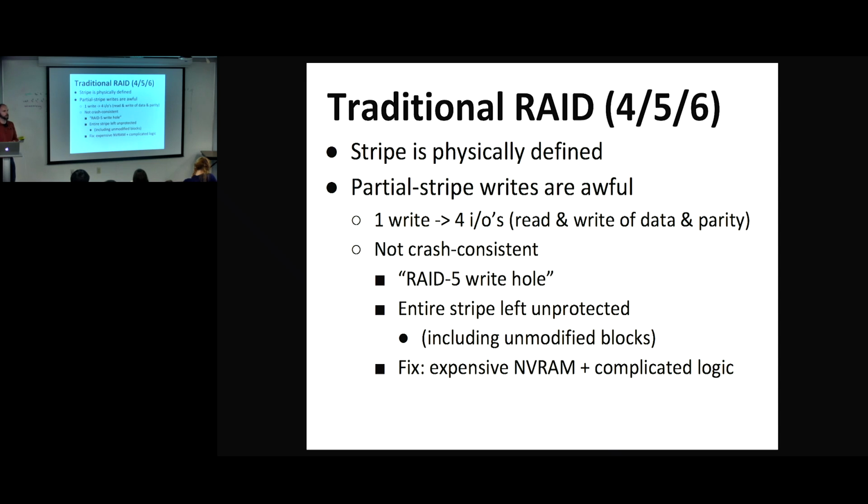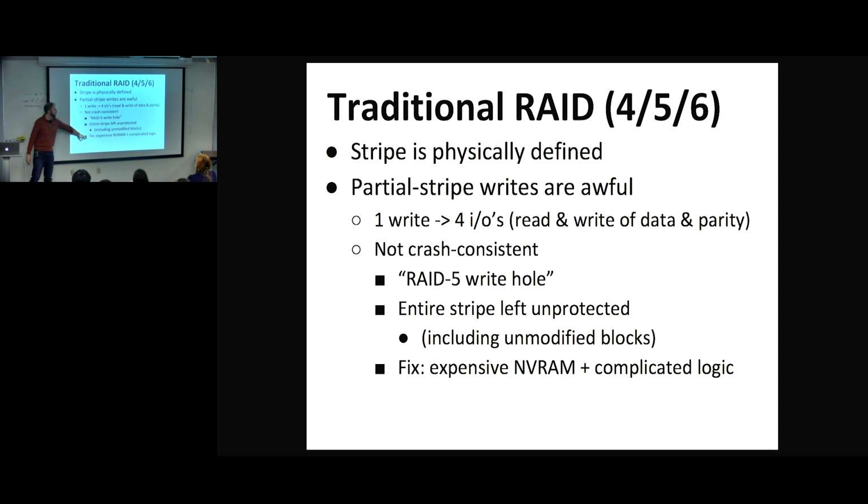So lastly, I wanted to talk about how ZFS implements RAID. So traditional RAID, you've learned about this. Stripe is physically defined, meaning that the parity is at fixed locations on the disks. And partial stripe writes are awful, both for performance, because one write could turn into 2 reads and then 2 more writes in order to update the parity correctly. And they're not crash consistent, because if you crash in the middle of those 4 operations, you're going to leave the parity inconsistent, and you've damaged not just the block that you were trying to write, but any of the other blocks that are part of that stripe. Even if they weren't being modified, you've left them unprotected.